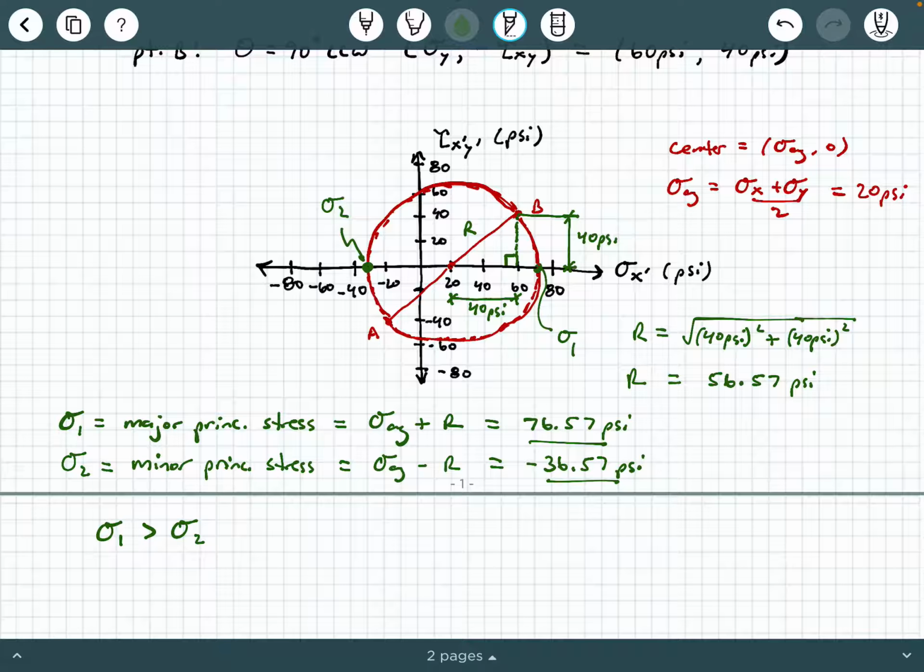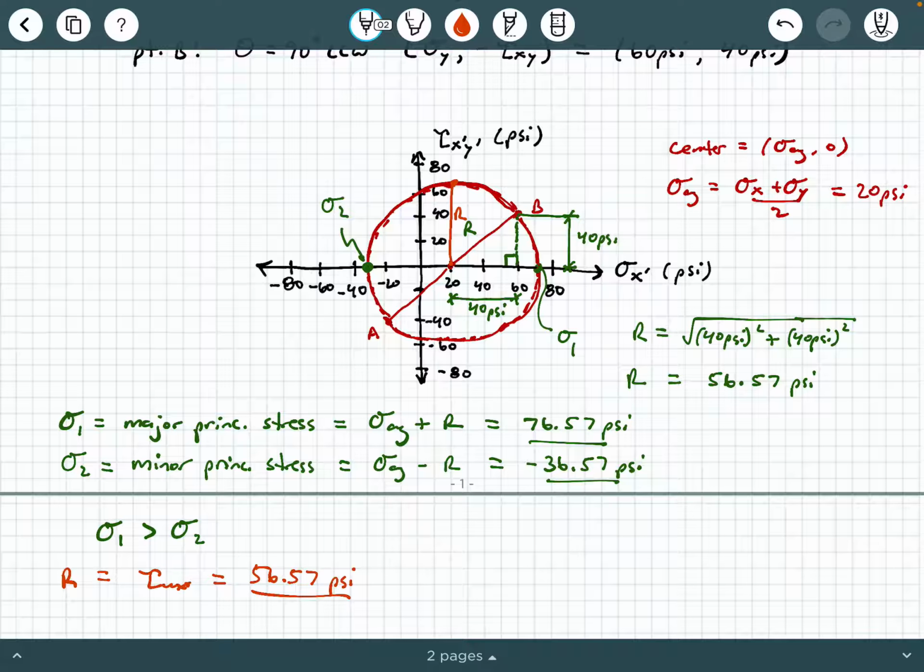Now, what about the last thing the problem asked for? It asked for the maximum shear stress. So the maximum shear stress occurs at the very top of the circle, so right about here, okay? Now, if you drew this to scale, then this would look a lot nicer than it does, okay? So what is that distance? Well, that's still the radius r. So r is tau max, which is 56.57 psi. All right, so those are your three answers.